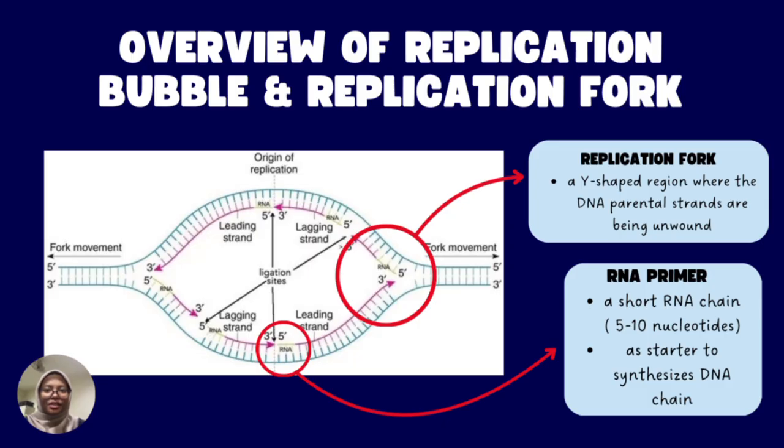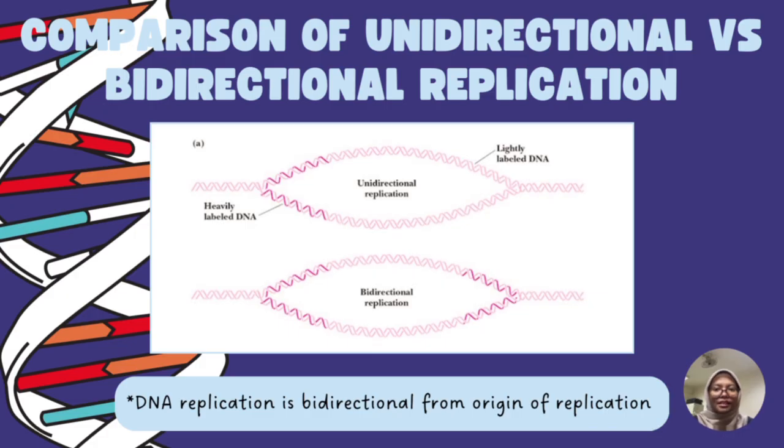Overview of replication bubble and replication fork. Replication fork is a Y-shaped region where the DNA parental strands are being unwound. RNA primer is a short RNA chain that acts as a starter to synthesize the DNA chain. So, this is the comparison of unidirectional versus bidirectional replication. DNA replication is bidirectional from the origin of replication.